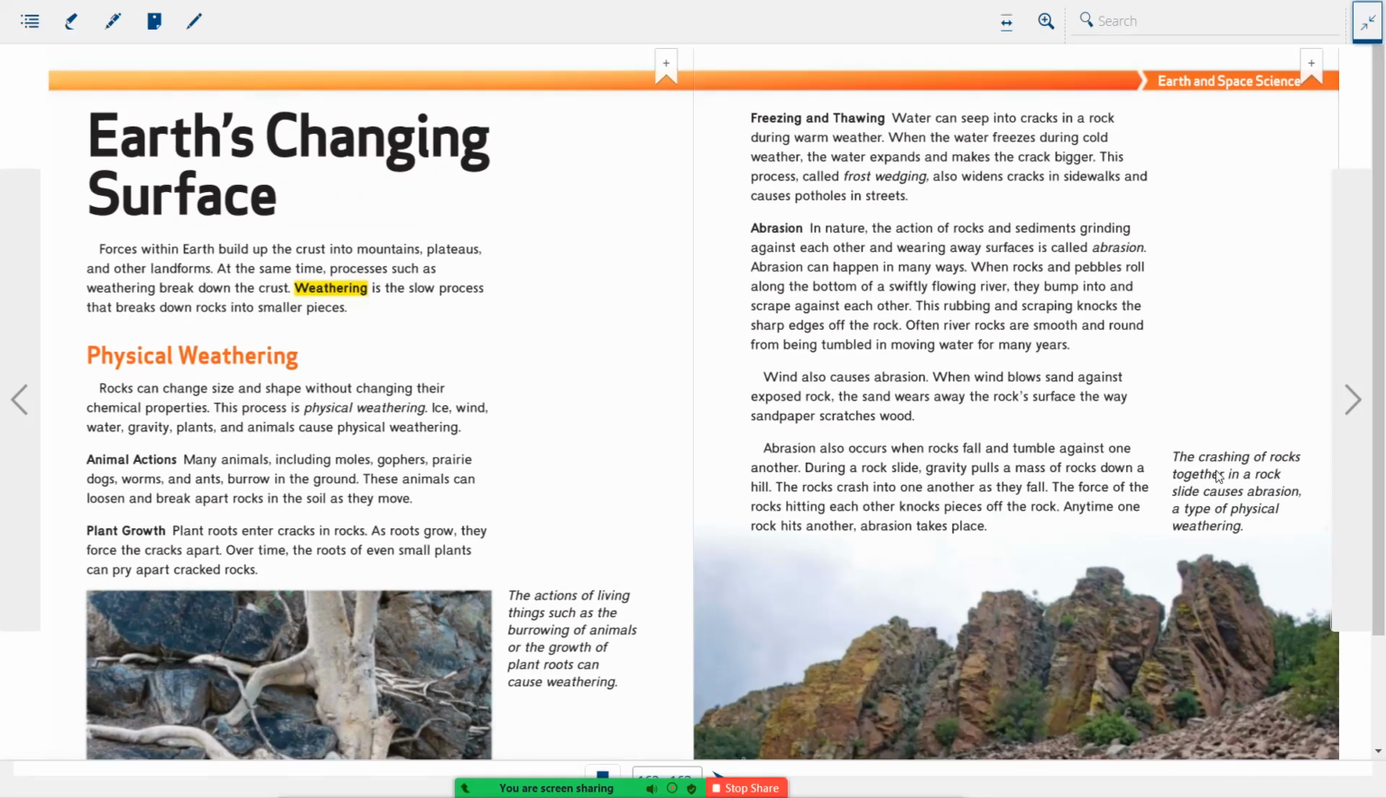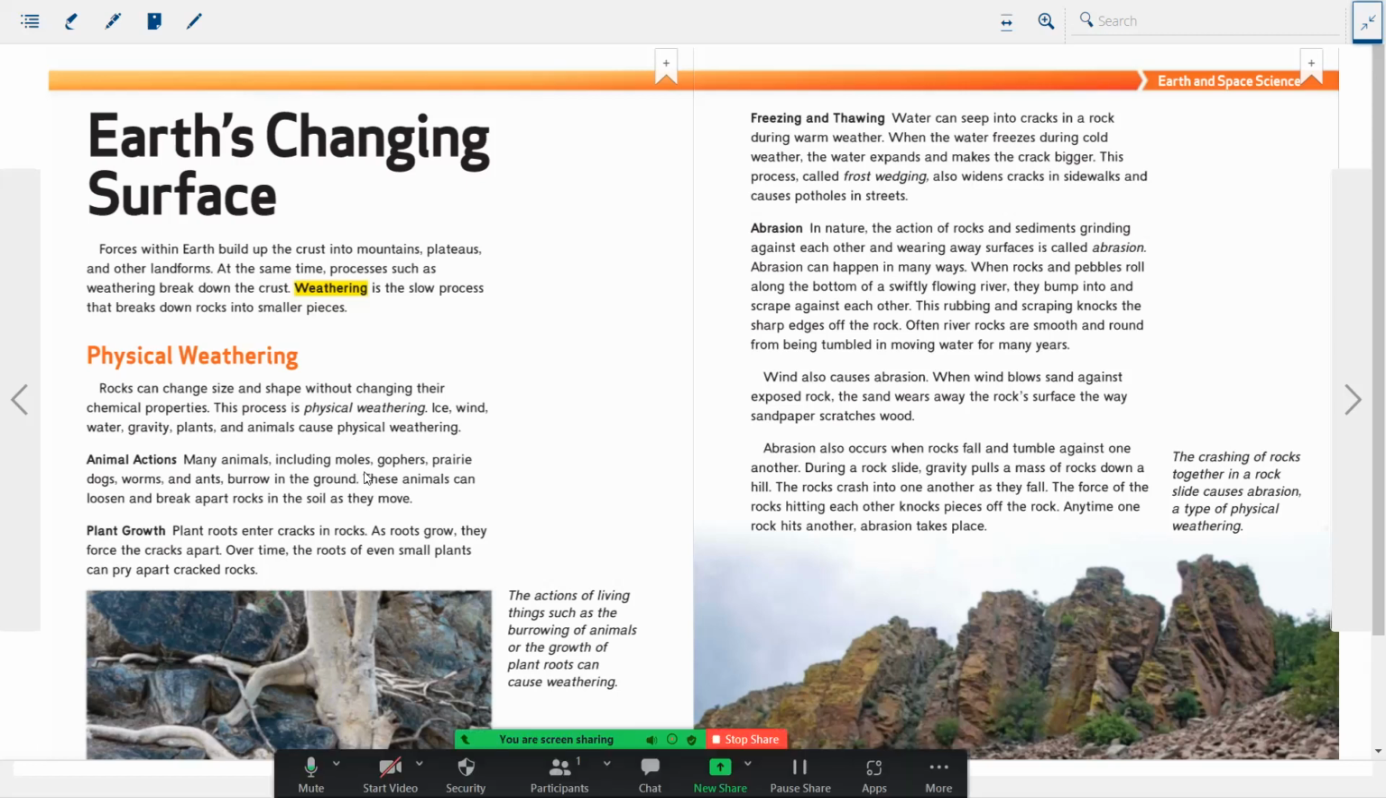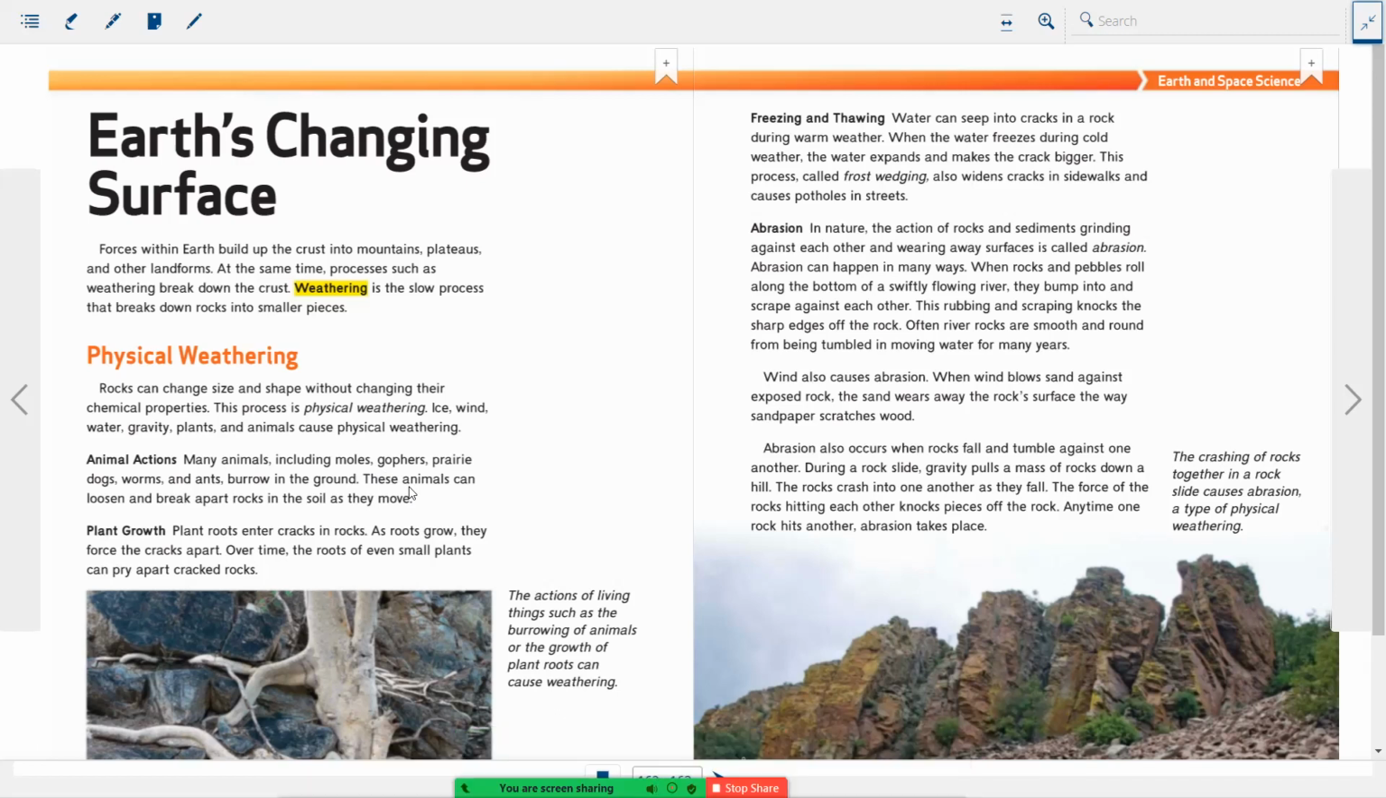So let's review what we read over here so far. So we talked about animal action. If animals are constantly digging and moving through dirt, they're going to be chipping away and breaking apart some of those rocks. When a plant is growing and a root starts to grow in the crack of a rock, as that root grows, it's slowly going to continue to force that rock opening to open even wider, which is going to cause that rock to break apart.